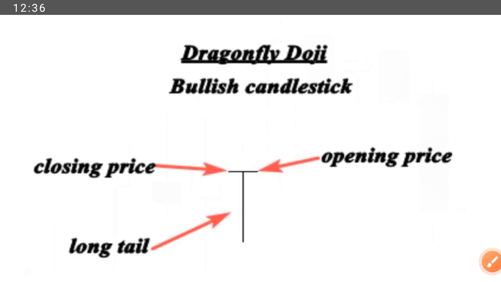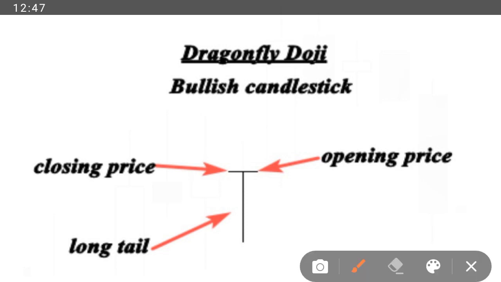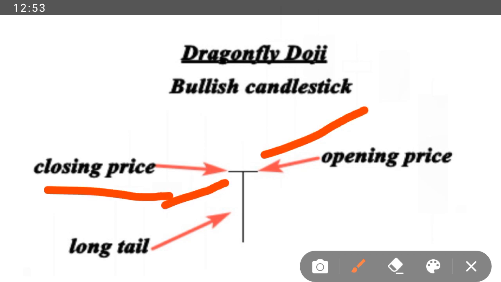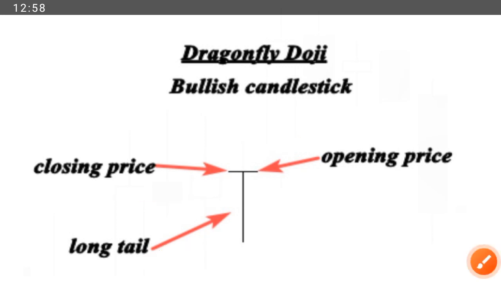Now look at this example. You see, dragonfly. And see the way it looks like. See the closing price. The opening price. And look at the long tail. So it is called the dragonfly. So it looks as if it is flying. That's why they call it dragonfly. You see, it has a long tail.